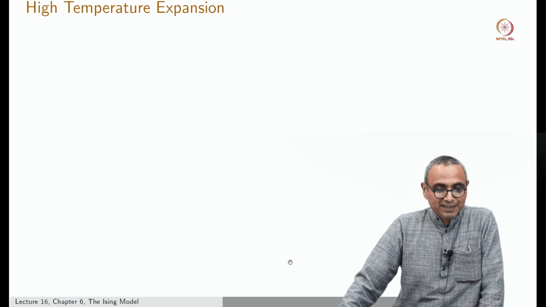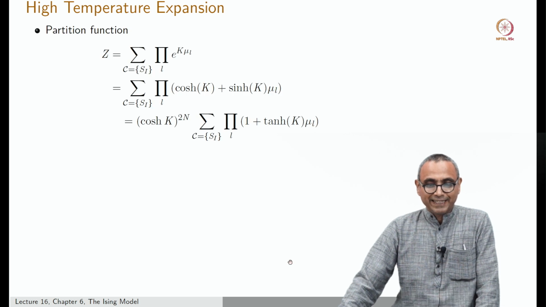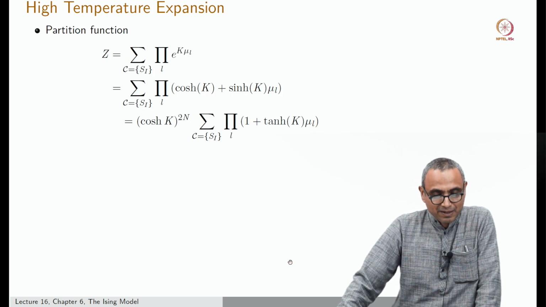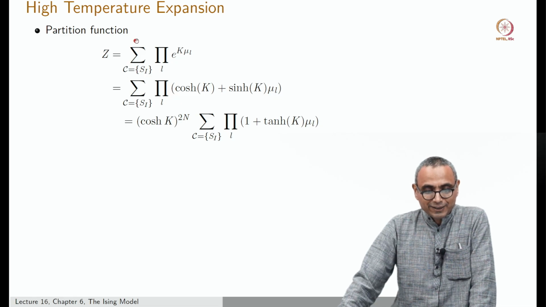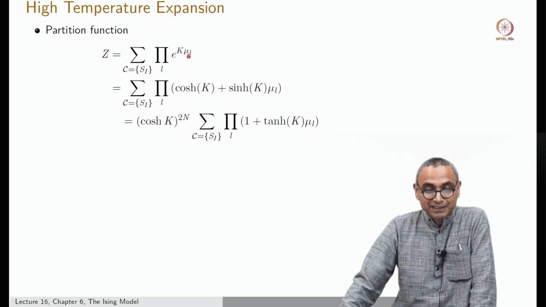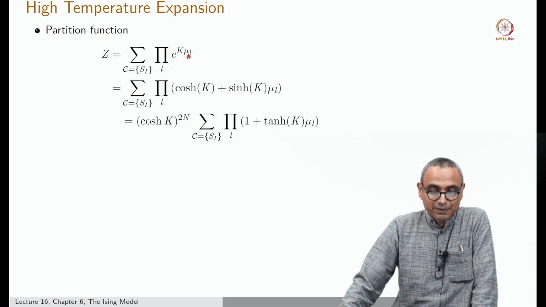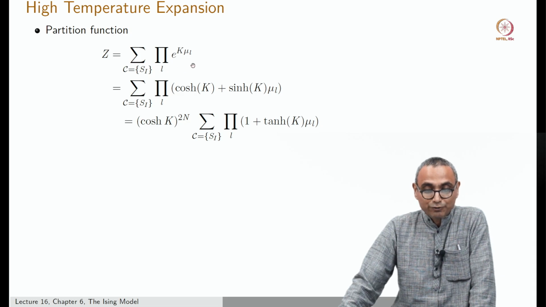So where do we take off the high temperature expansion from here? This is the partition function. Let me walk you through this. It's the sum over all spin configurations of the product of exponential K, the coupling constant, times the link variable. Remember, give me a configuration, I'll give you all the link variables, so these link variables actually depend on the spin values.